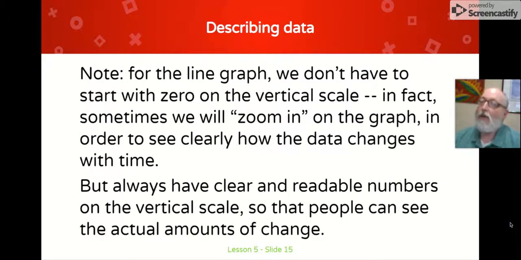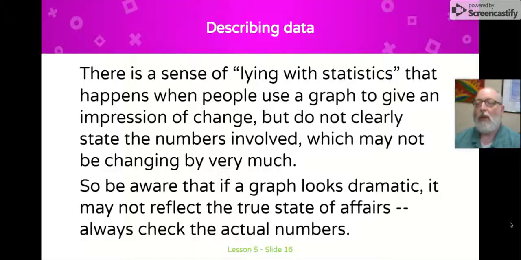Note, for the line graph, we don't have to start with 0 on the vertical scale. In fact, sometimes we will zoom in on the graph in order to see clearly how the data changes with time. But always have clear and readable numbers on the vertical scale so that people can see the actual amounts of change. There is a sense of lying with statistics that happens when people use a graph to give an impression of change, but do not clearly state the numbers involved, which may not be changing by very much. So be aware that if a graph looks dramatic, it may not reflect the true state of affairs. Always check the actual numbers.